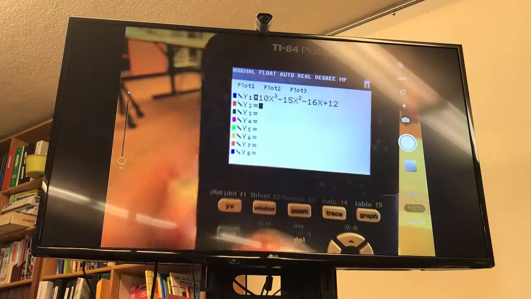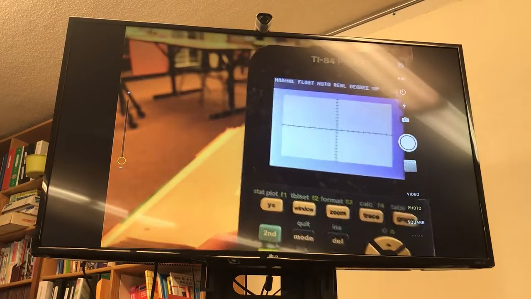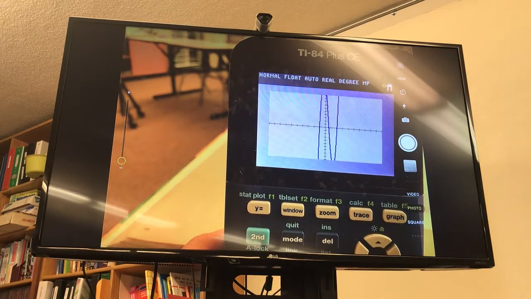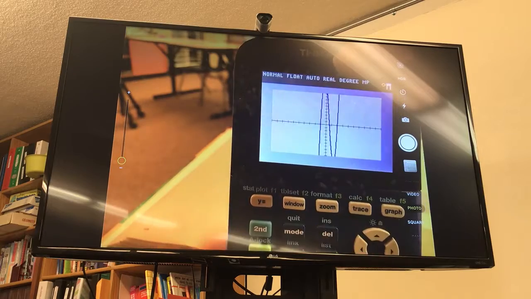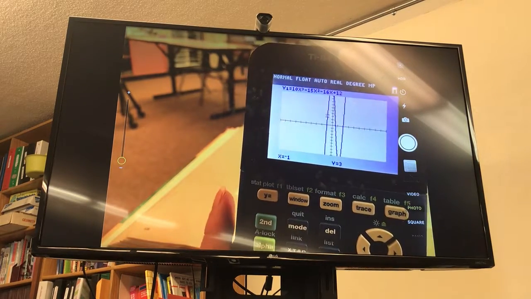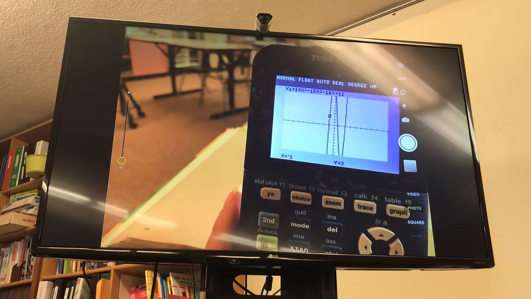So we could graph. You want to look at the graph? Okay, what do they look like they are? Negative 1. Nope. Negative 1.3.